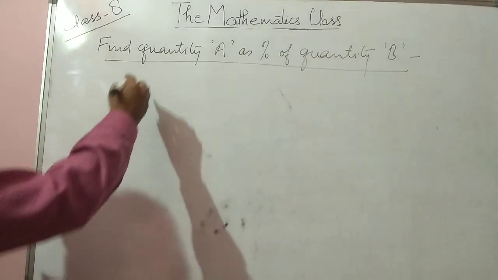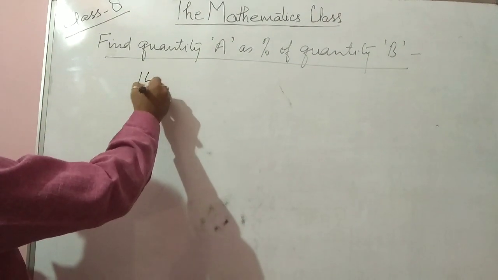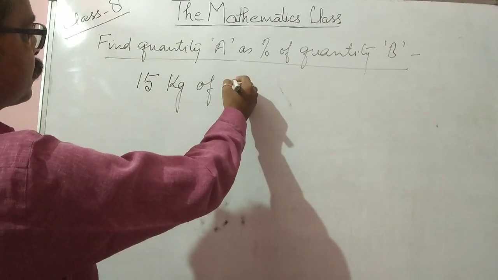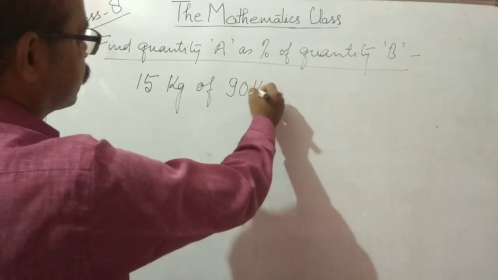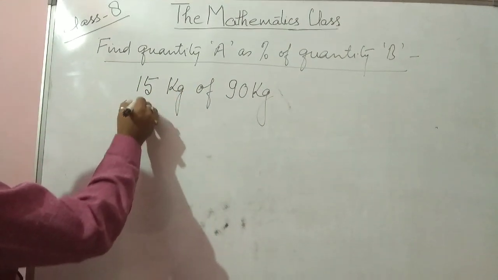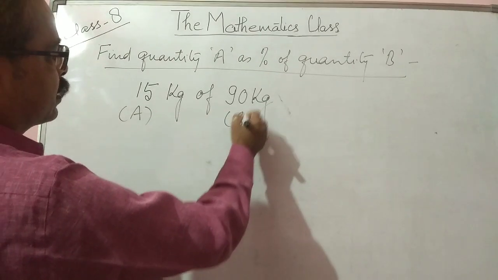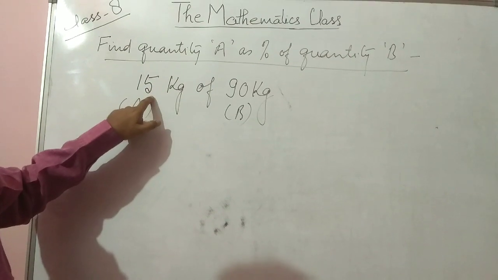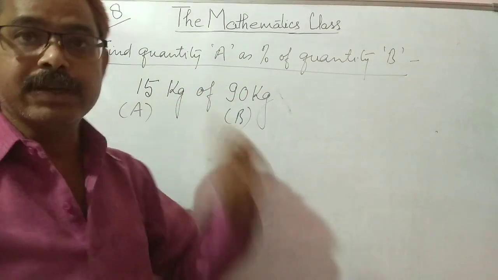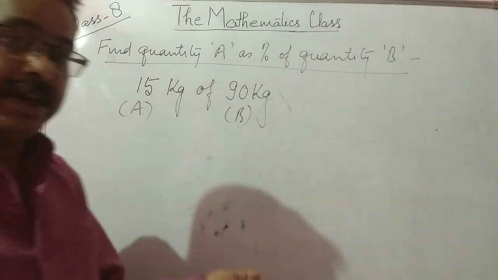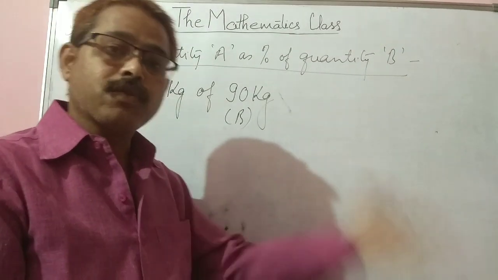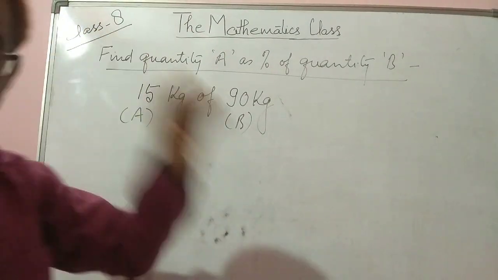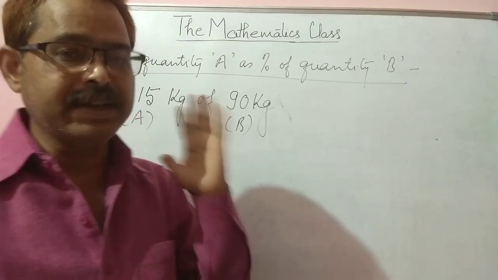Suppose I say, what percent is 15 kg of 90 kg? This is quantity A and this is quantity B. You have to find out what percentage of quantity B, that is 90 kg, quantity A, that is 15 kg, is. It means 15 kg is how much percent of 90 kg.